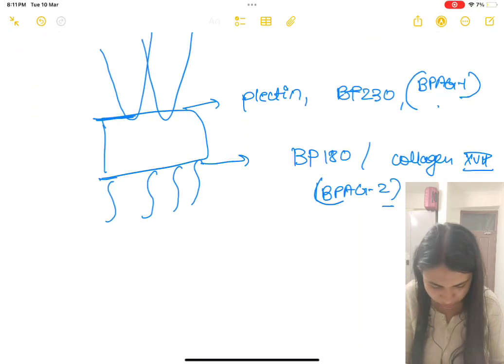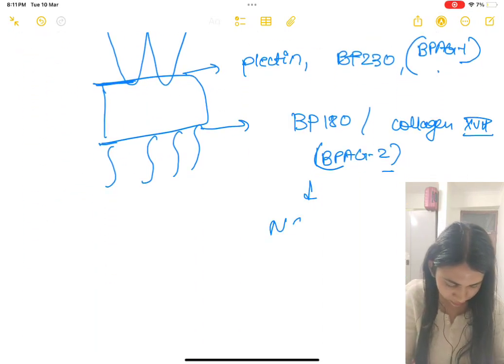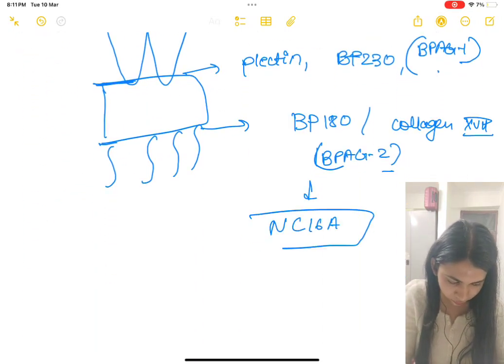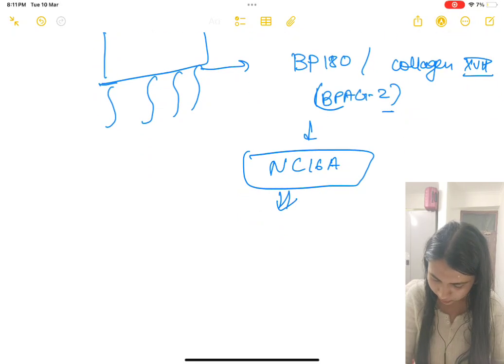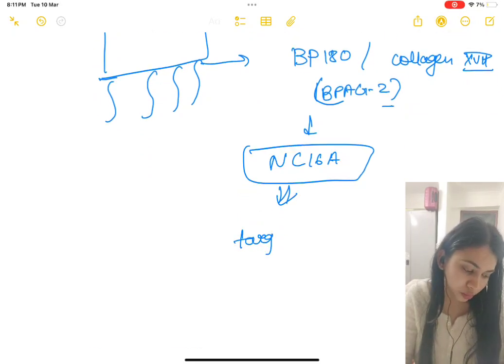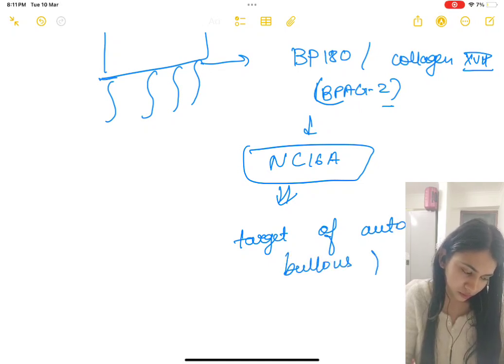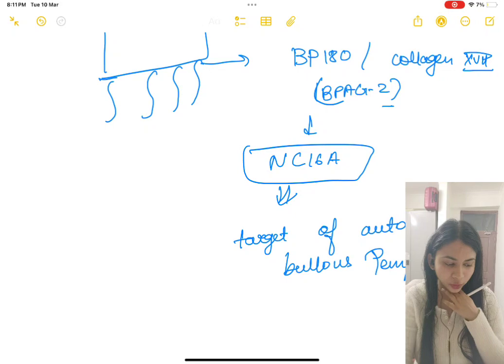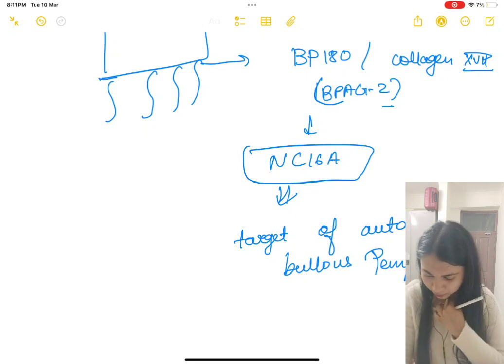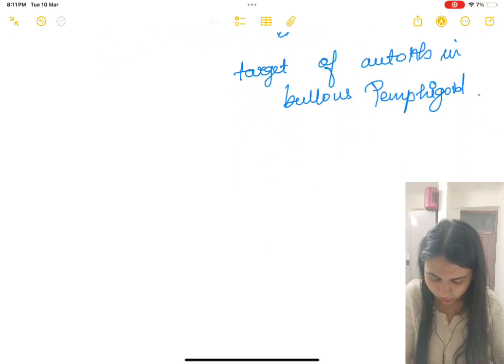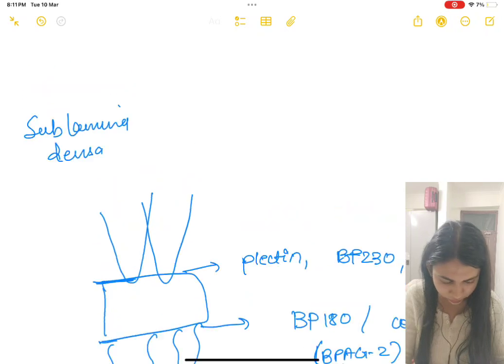Now in BPAG2, this one, the NC16A domain of BPAG2. This is the target of autoantibodies in bullous pemphigoid. Yes. Now then you have lamina lucida.